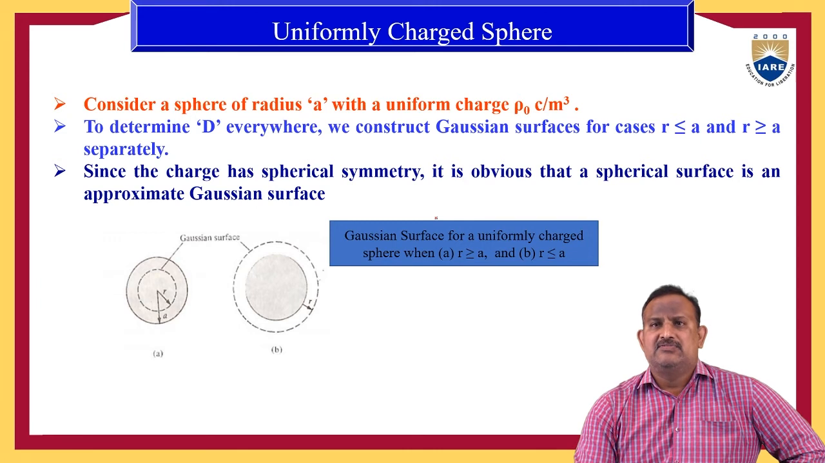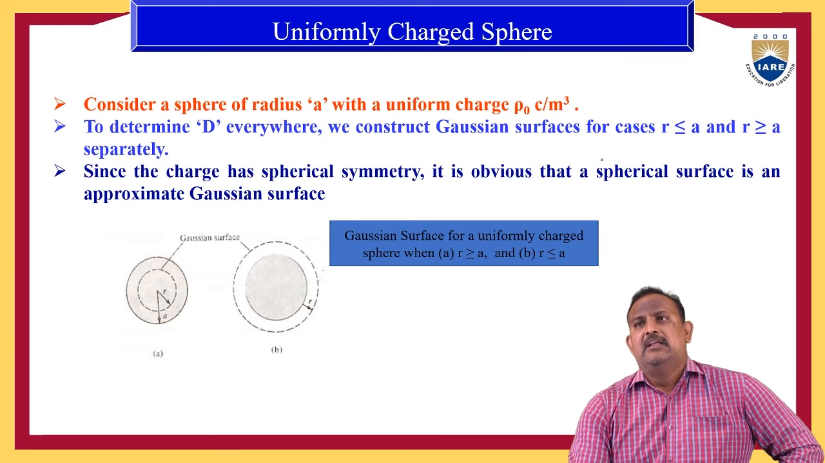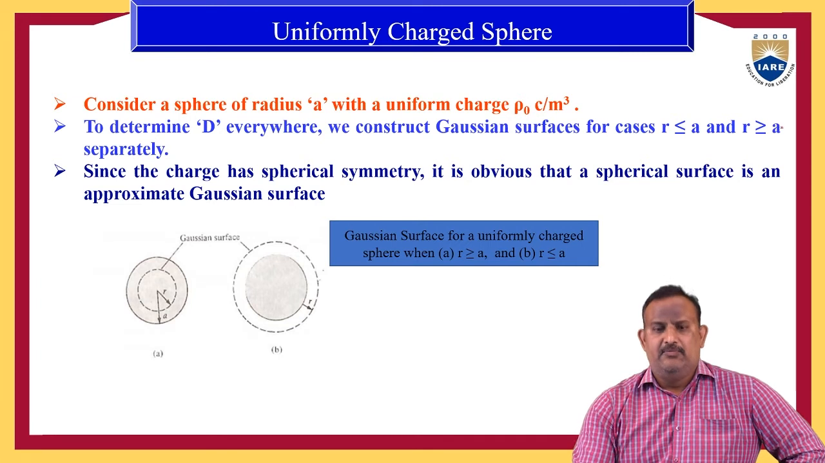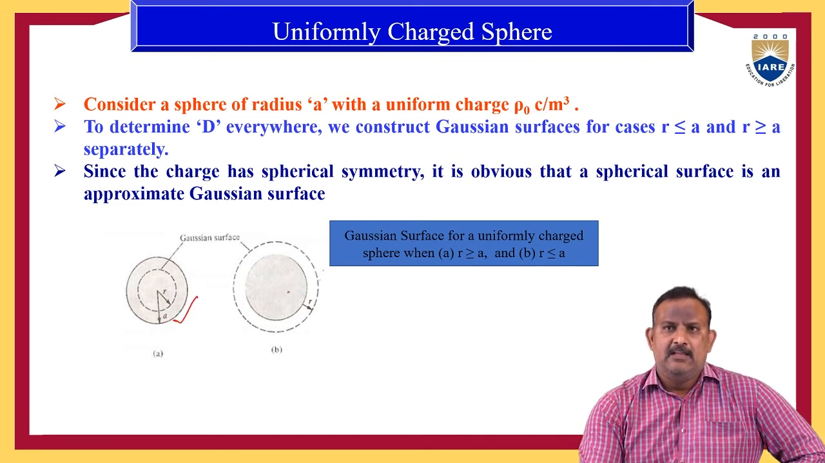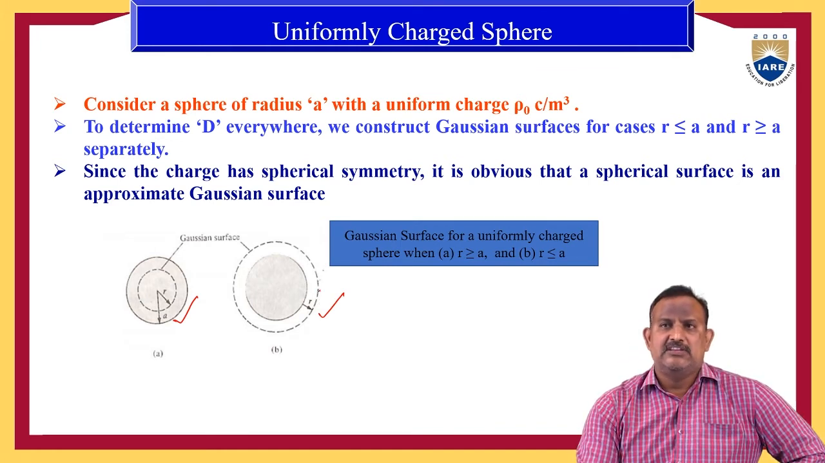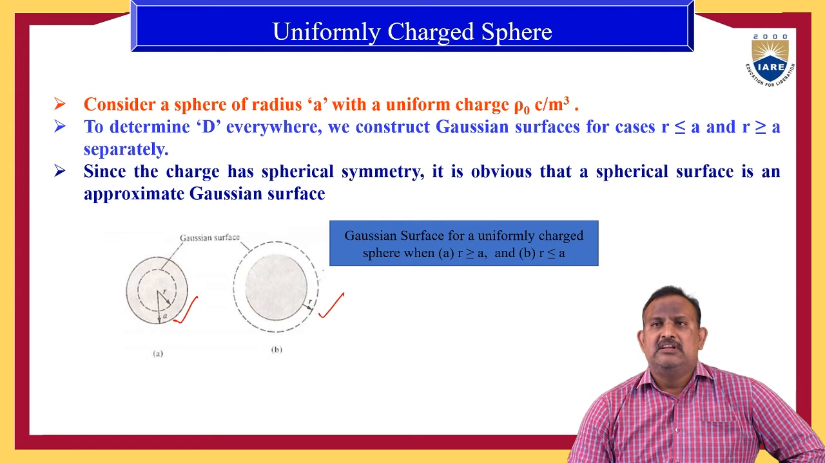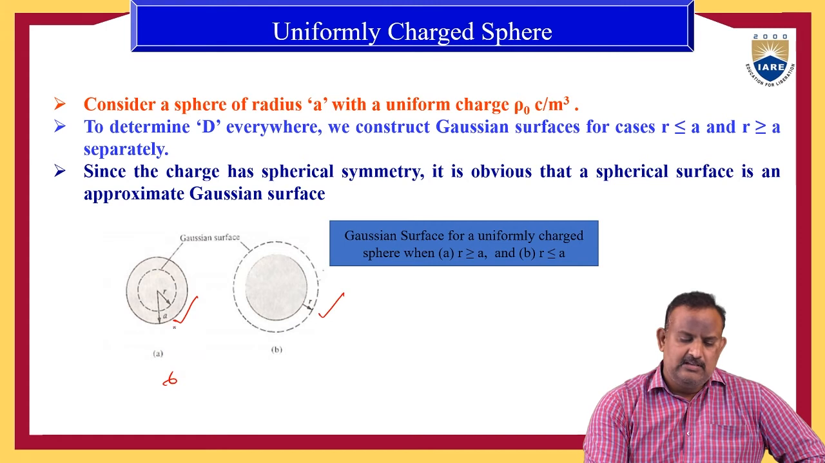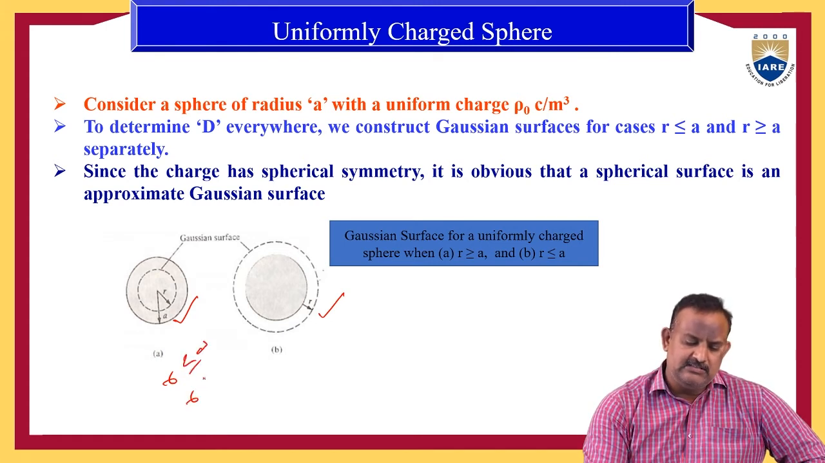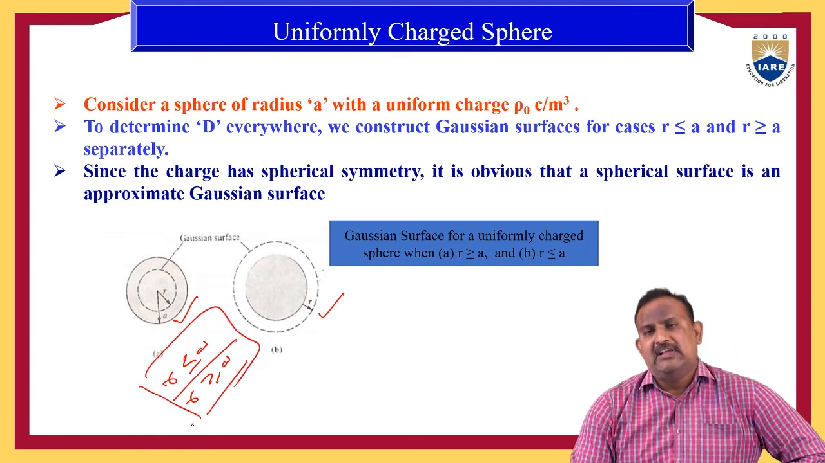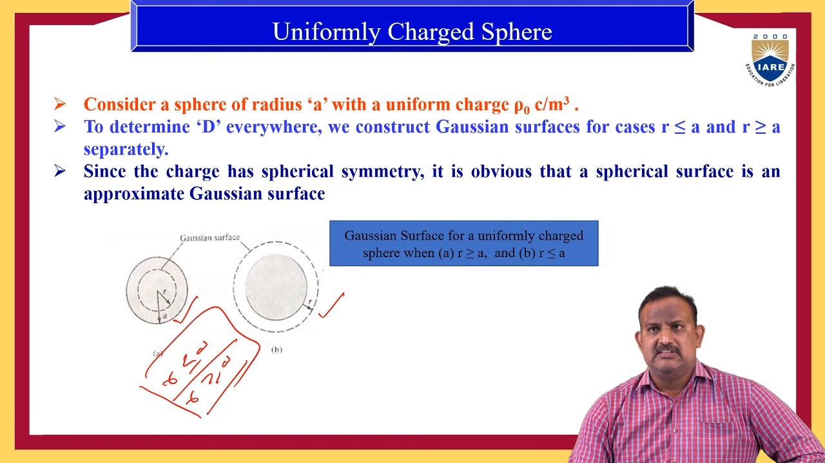So there are two types of Gaussian surfaces here. Let us assume r is the radius of the Gaussian surface. The first case is r less than or equal to a, and the second case is r greater than or equal to a, where a is the radius of the actual sphere. We need to apply the Gauss law to these two conditions and find out the two electric flux densities.